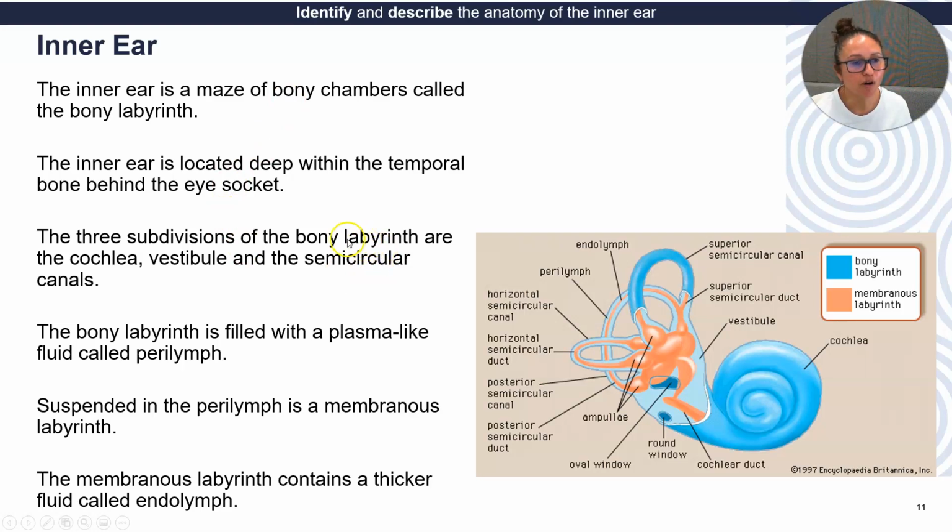Now, this bony labyrinth is made up into 3 parts. So you've got the cochlea, which is this one, the vestibule, which is the bit in the middle, and then you've got the canals. Okay, 1, 2, 3. So the bone is filled with perilymph. Okay, so you can see that the blue bits are bone.